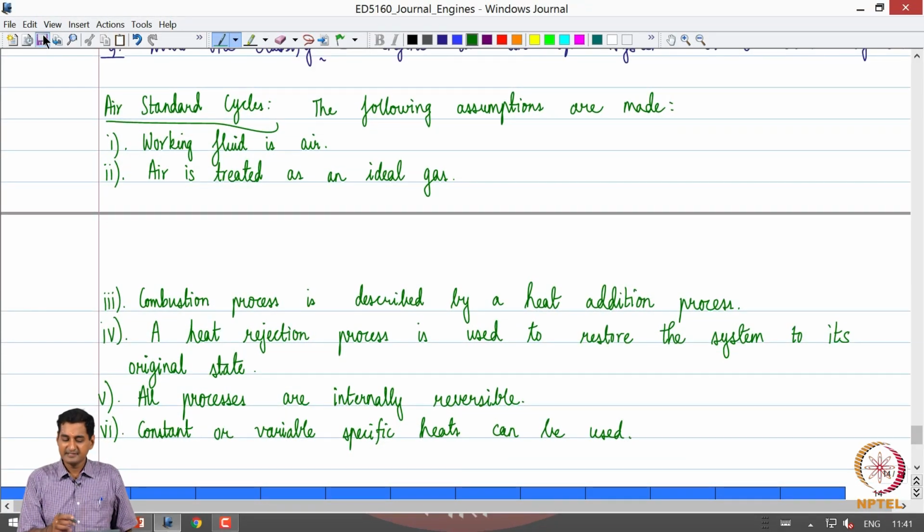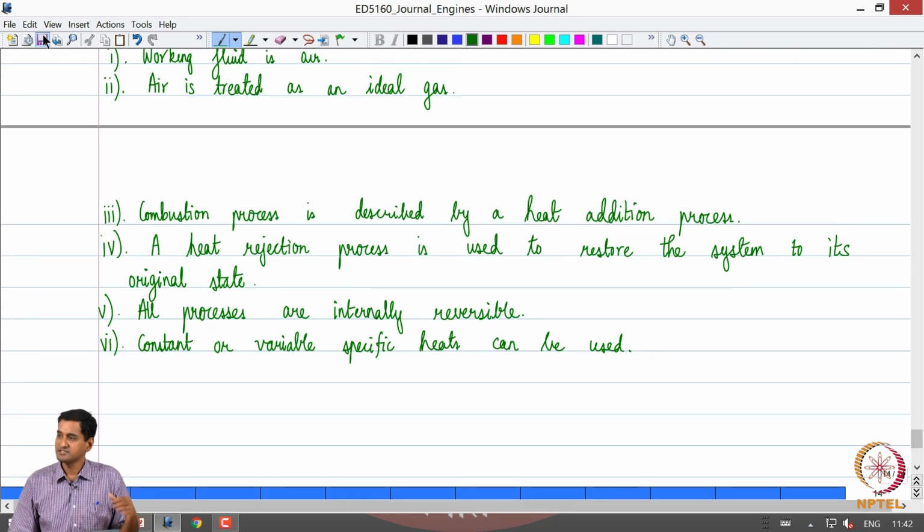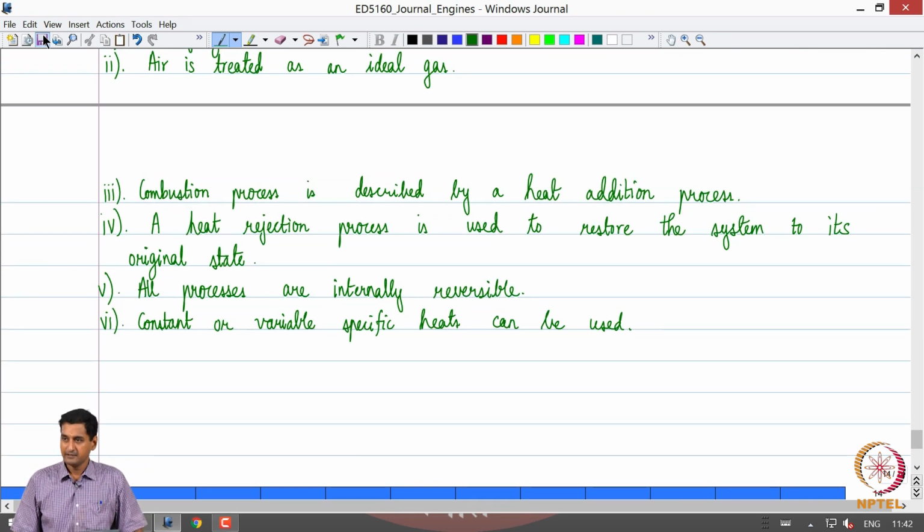So, these assumptions characterize the air standard cycle. As the name indicates, the working fluid is air, we treat air as an ideal gas, and we are replacing the combustion process by a heat addition process, and a heat rejection process is used to bring the system to its original state, and we assume all processes to be internally reversible, okay.